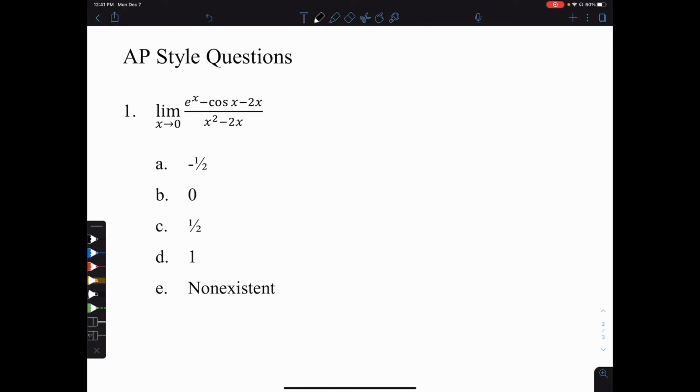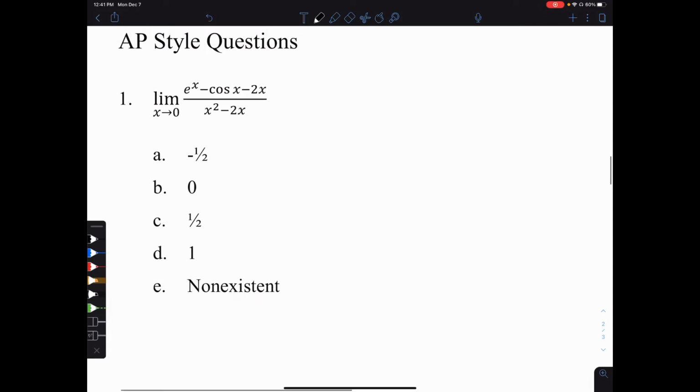This is AP Calculus AB. We are looking at L'Hopital's rule AP style questions. So here we got a multiple choice. Let's first figure out, does L'Hopital's rule apply? Maybe it does, maybe it doesn't.